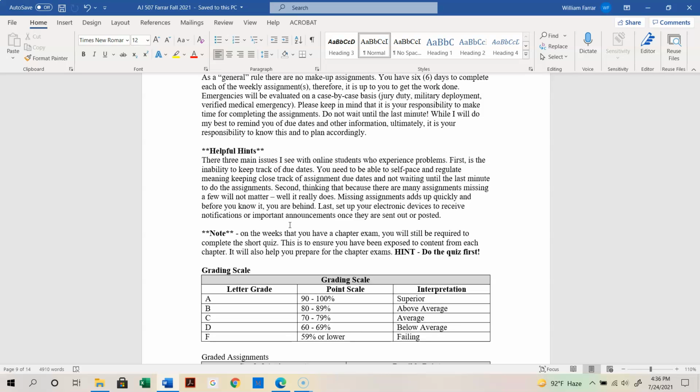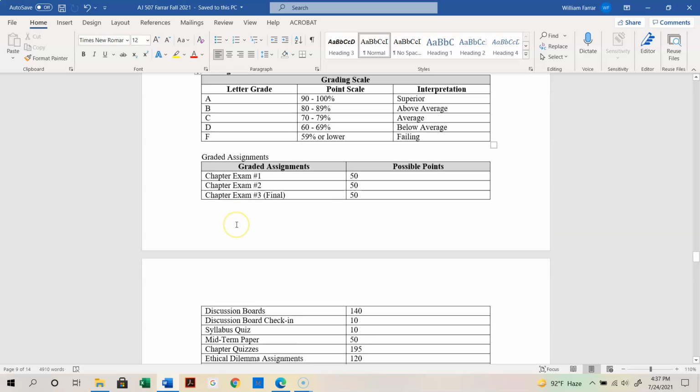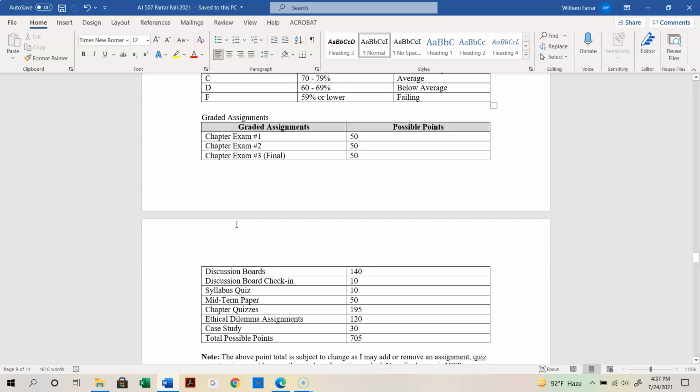So when you run into that, and it's only a couple of times in the semester, do the quiz first before you take the chapter exam. That way you've already learned about that particular chapter. All right, so here's the grading scale, and it's pretty self-explanatory. Okay, and now we're going to look at the assignments.